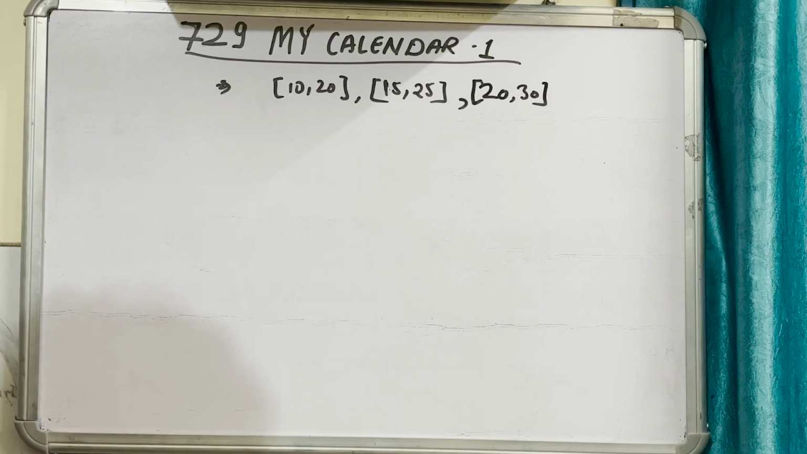We are going to discuss problem number 729, which is My Calendar Part 1. The question is simple and it's a binary search. I will tell you how this is a binary search, but let me just explain what the question is asking from us.